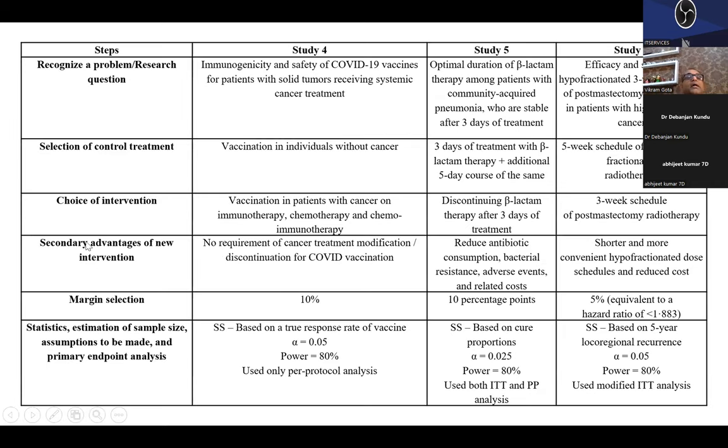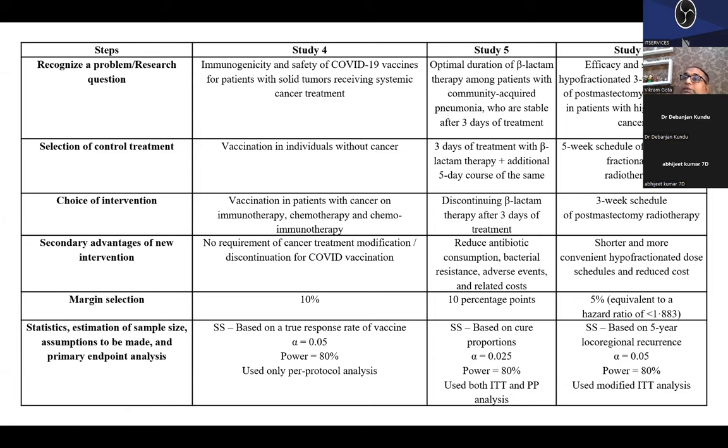Now, with the three studies we looked at, one is the immunogenicity of COVID vaccine, the other one is the duration of treatment with beta-lactam antibiotics, and the third one is hypofractionation versus conventional radiotherapy. So here, what is the selection of the control arm? Always remember, in a non-inferiority trial, the selection of control arm is important. So vaccination in individuals without cancer. You want to see what the breakthrough COVID infections are in patients without cancer, and then use that as the basis to say whether, if the patients are getting chemotherapy or radiotherapy or immunotherapy or whatever, the breakthroughs will increase or not.